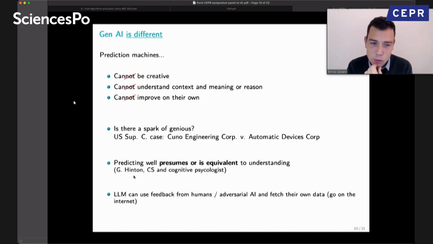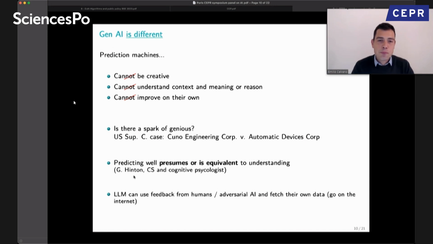There is this idea coming from a case at the end of the 18th century, which defined an innovation as something that contains a spark of genius, right? So you're not just doing a convex combination of two existing things, but there is a spark of genius. And then I think we should have this discussion of whether there is any spark of genius in AI.